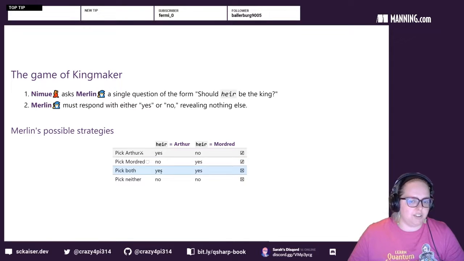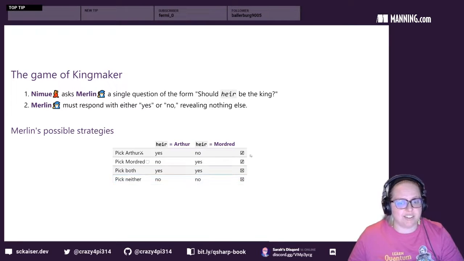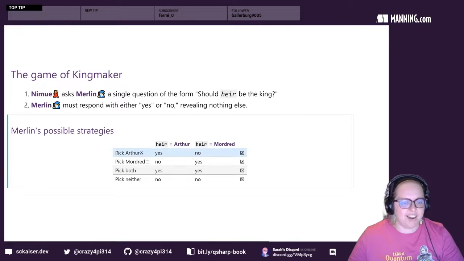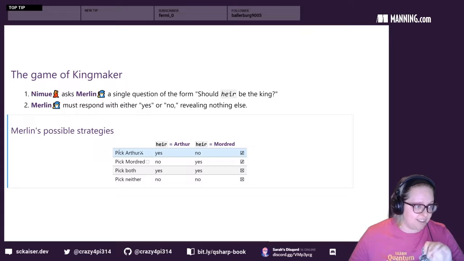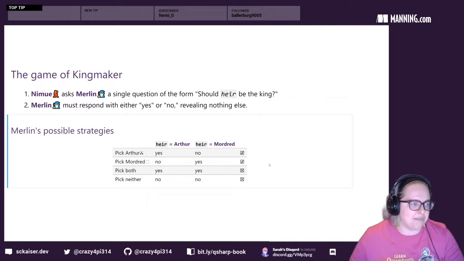He could also be lazy, or be trying to just get Nemune to go away, and he could say yes to both questions or no to both questions. So Nemune wants to make sure that one of these first 2 cases is true, and that Merlin's going to actually pick somebody and not just go hang out, smoking his pipe with Gandalf or something like that. So what we want to know is: is Merlin using one of the first 2 strategies or one of the second 2 strategies?